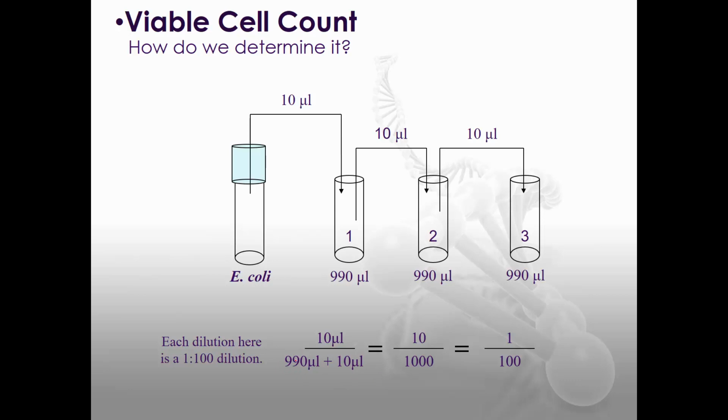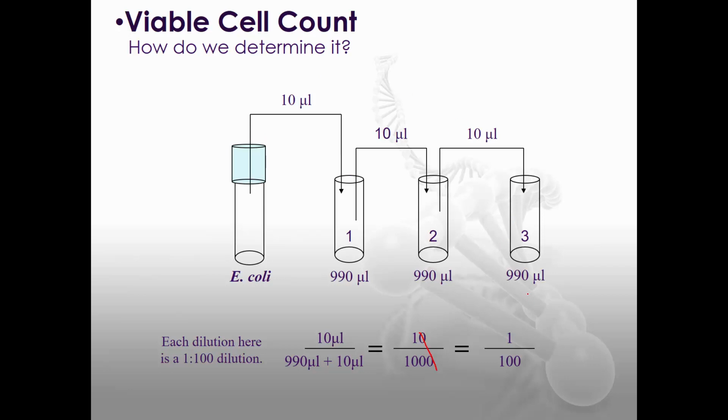So that's 10 microliters over 990 plus 10. That's 10 microliters over 1,000 microliters. The microliters are going to cancel out. And so the final dilution, a zero cancels out, and the final dilution here is 1 over 100. And so each one of these is a 1 to 100 dilution. That's 1 to 100, that's 1 to 100, and that's 1 to 100.